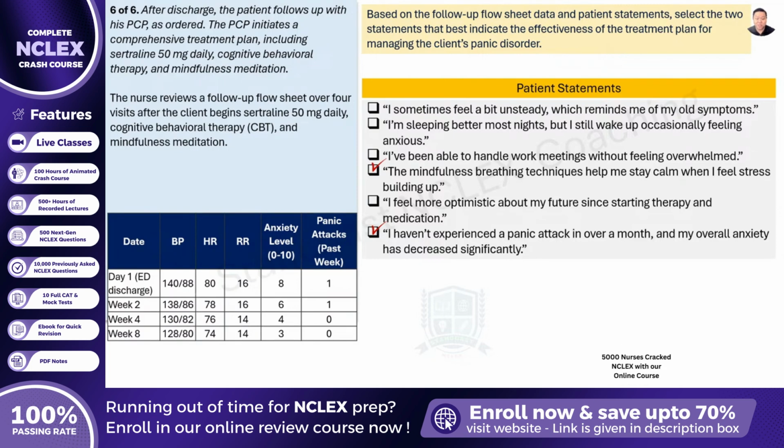Now, here, you need to prioritize those primary outcomes wherein we need to see reduction in their panic attacks, reduction in their anxiety, and make sure that you evaluate the subjective and objective data together, and make sure that you know which outcomes are specific versus general outcomes and primary versus secondary. And you got to make sure that you're staying within the nurse's scope of practice. So remember about teaching, monitoring, and coordinating care.